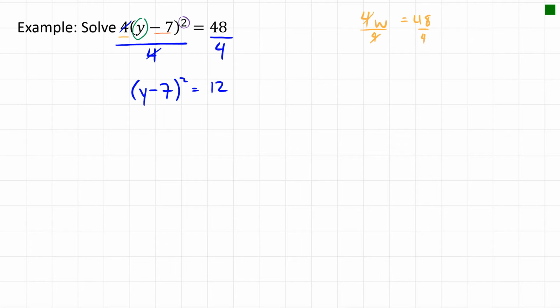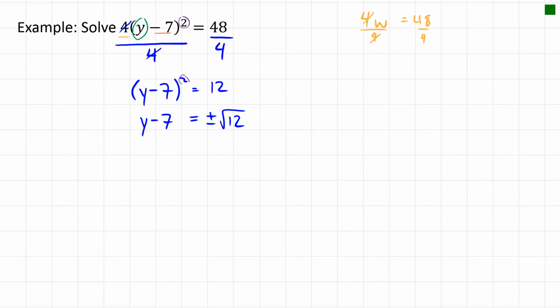So we're going to go to the next object that's attached to the y. The next most loosely attached one that we said was the square. But we have something squared equals 12, and so we can apply the square root property to say that that something, y minus 7, which was squared, is equal to the positive or negative square root of 12. We're just using that square root property that we had before.